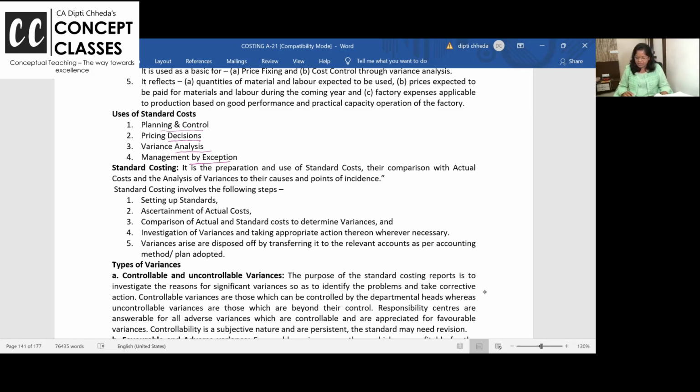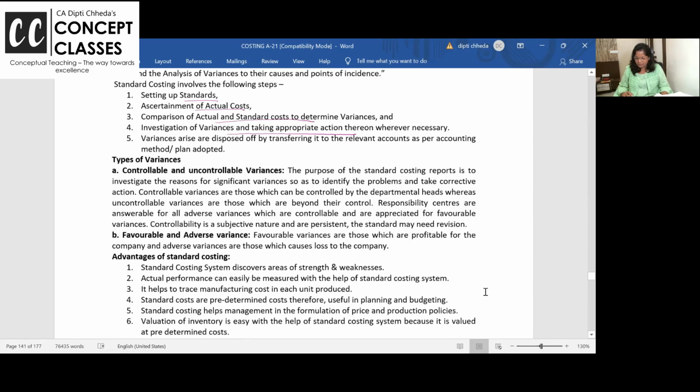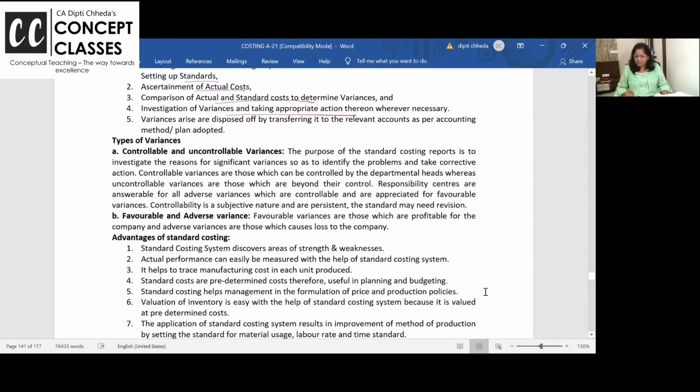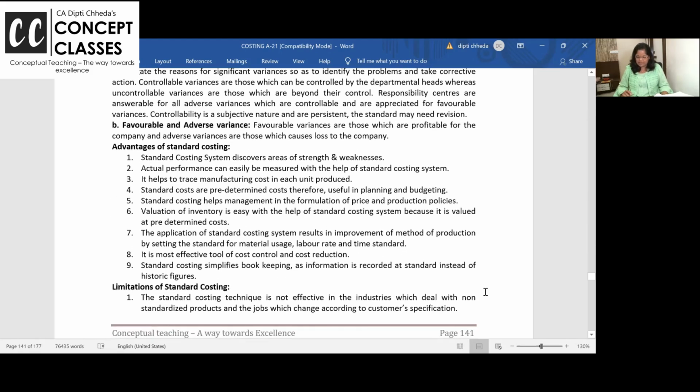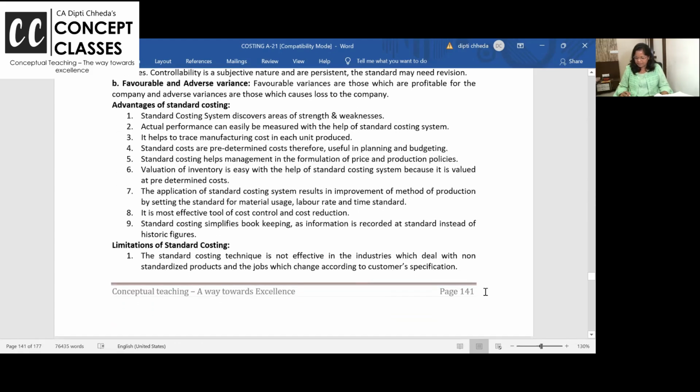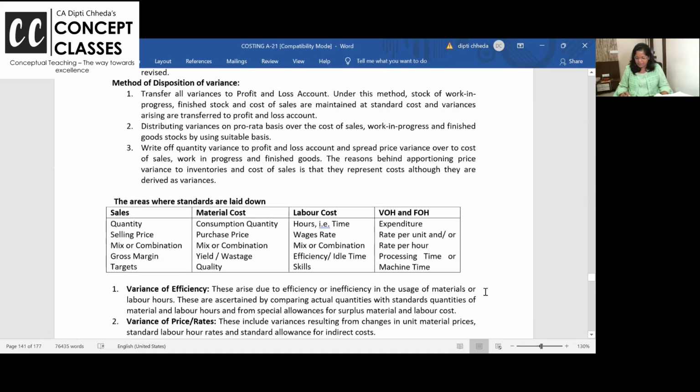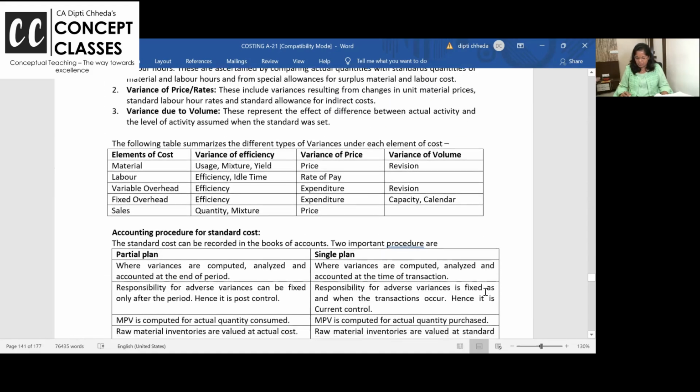Standard costing involves setting up of standard, ascertainment of actual, comparing of actual and standard, investigation of the variances and all. Some variances you can control, some are uncontrollable, some are favorable, some are adverse. Yes. Now some theory we will do later, some concepts are there.